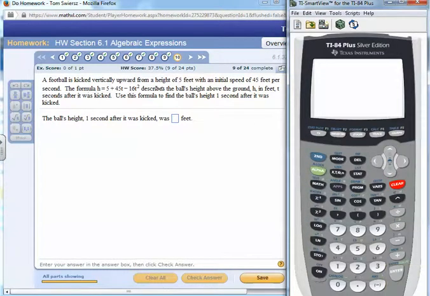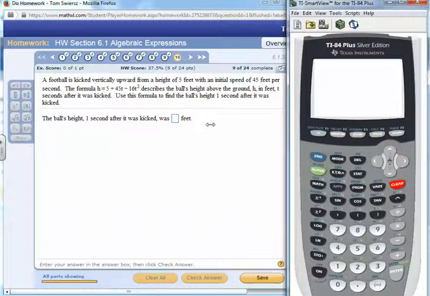A football is kicked vertically upward from a height of 5 feet and an initial speed of 45 feet per second. The formula h equals 5 plus 45t minus 16t squared describes the ball's height above the ground, h in feet, t seconds after it's kicked. Use this formula to find the ball's height 1 second after it was kicked.